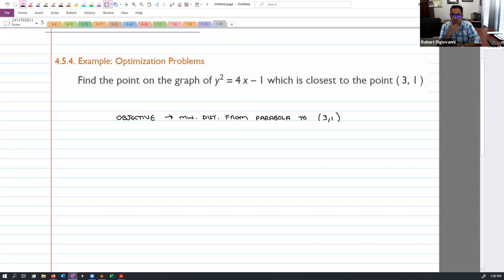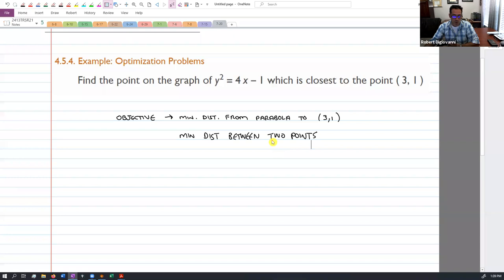So what is the objective function we're going to be looking at? What is it we're trying to minimize then? Like in the previous problem, we wanted to minimize the surface area, right? Here we want to minimize what? Would it be the distance equation? The distance, right. So we want to minimize the distance between two points.